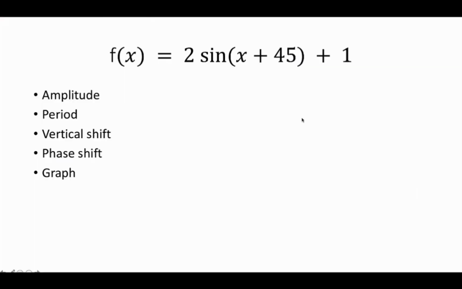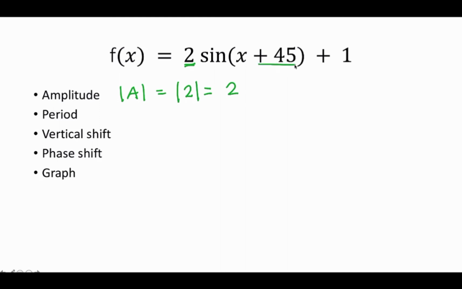Apply what we learned so far. If you are given the function f of x equals 2 sine of (x plus 45) plus 1, what can we deduce from this form? We know that the amplitude is the absolute value of a, and the absolute value of a here is the absolute value of 2, which is 2. So we know that the height of the wave is 2 units.